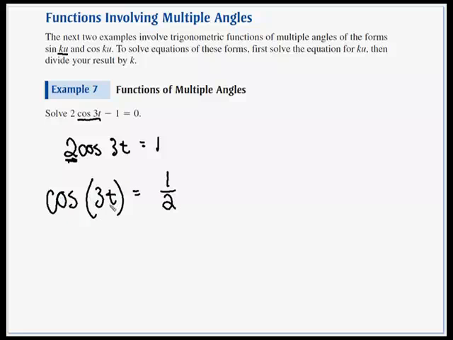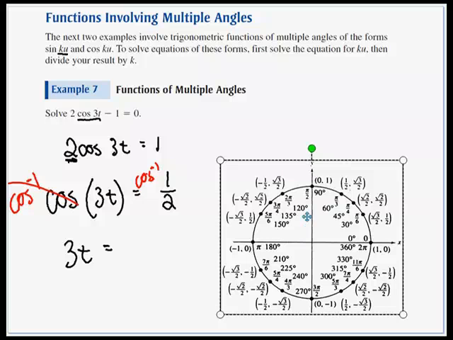So now, if it was cos of x equals 1/2, we could just go to the unit circle. But we can't apply that here. So let's use an inverse trig function. How do we get rid of cosine? We take the cos inverse of it, and they cancel. So we also have to take the cos inverse of this side. And we're going to be left with the angle 3t is equal to, what is the cos inverse of 1/2?